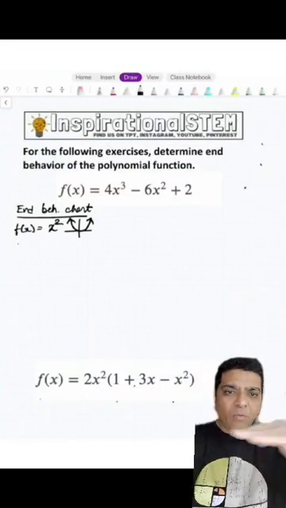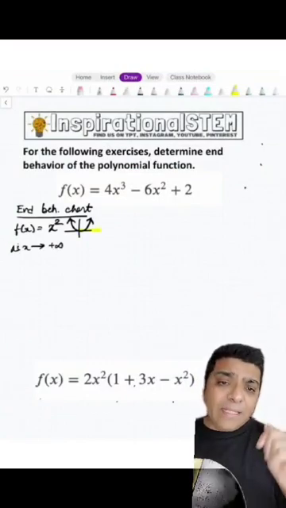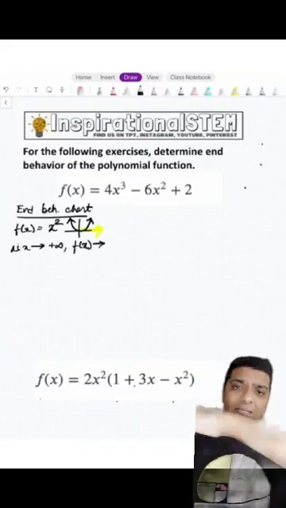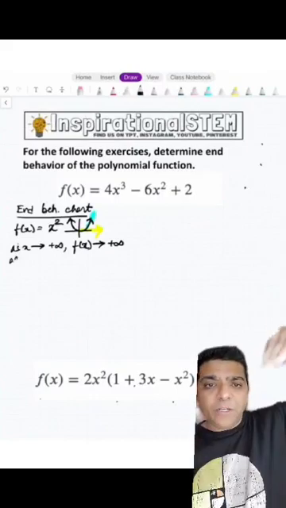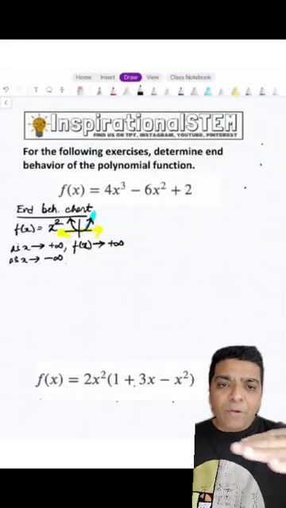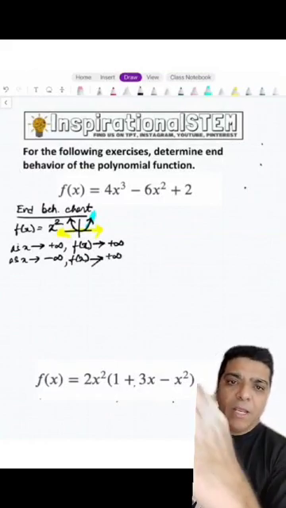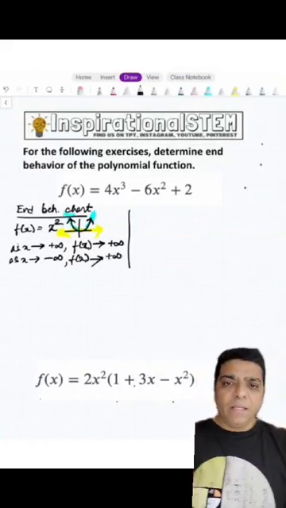So we know it's a parabola moving upwards. So you notice that the exponent is even and the coefficient is positive. So as x approaches positive infinity, because x becomes larger, f of x becomes larger in the positive direction, so positive infinity. As x approaches negative infinity, we have f of x also approaching positive infinity. It becomes larger and larger and larger in the positive direction. Okay, that's our first example.